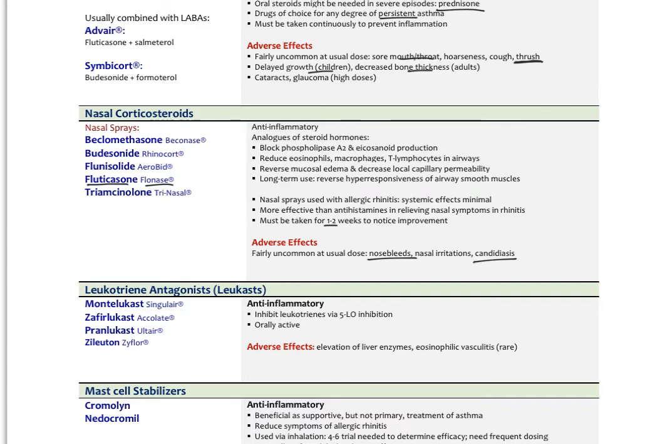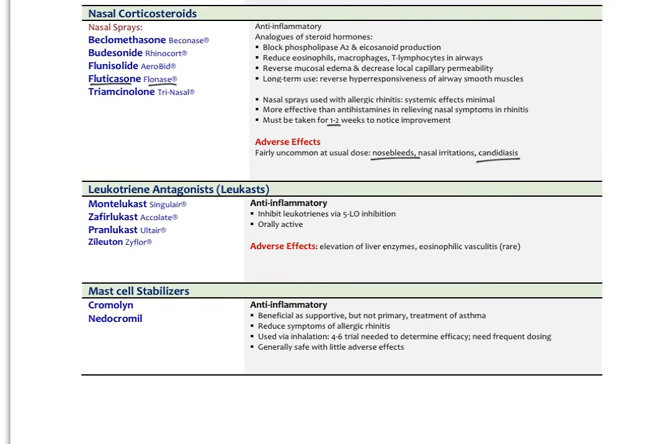Leukotriene antagonists, or leucasts, would include things like montelukast, Singulair. That's probably the one that is most commonly used. This inhibits the enzyme 5-lipoxygenase. When phospholipase A2 breaks off those fatty acids, it's 5-LO together with COX, those are the two enzymes, and there's a COX-1 and a COX-2. These enzymes will make your prostaglandins and leukotrienes. And leukotrienes, we know, are extremely bronchoconstrictive. They create a lot more airway hyperreactivity and so forth.